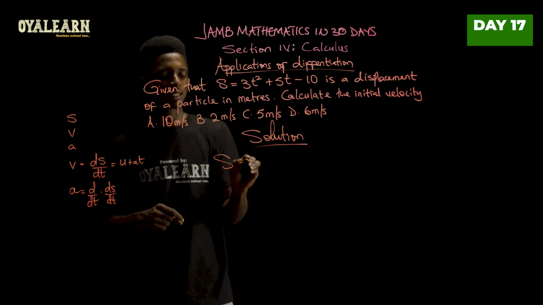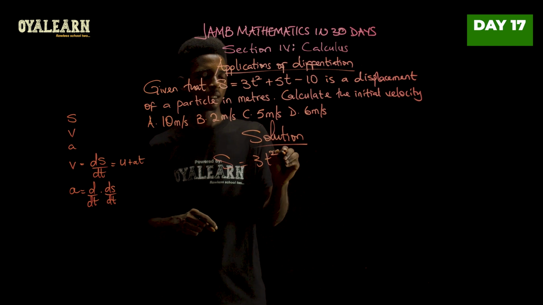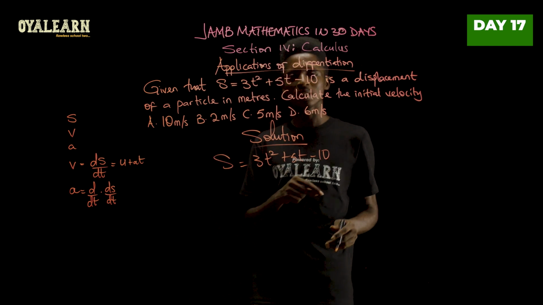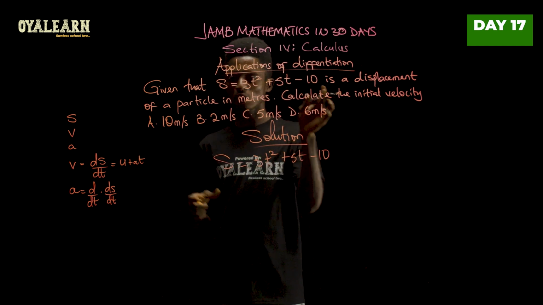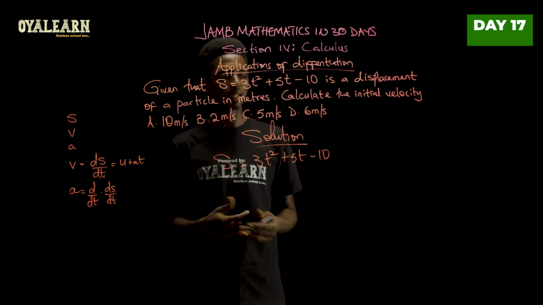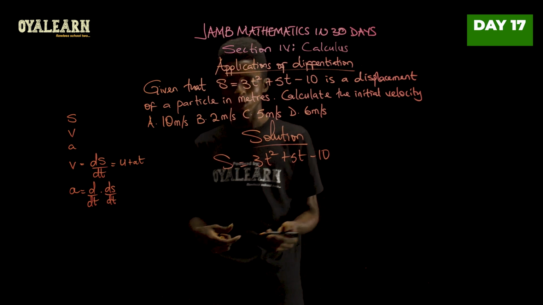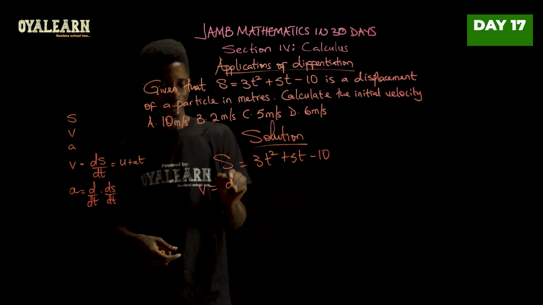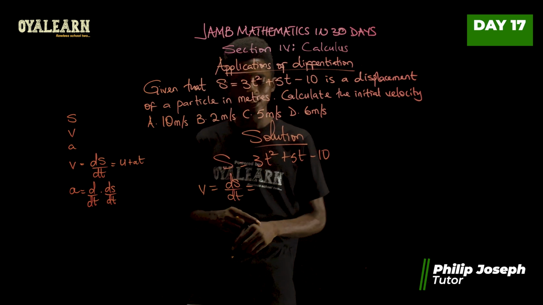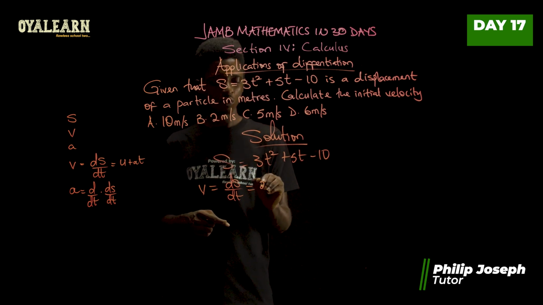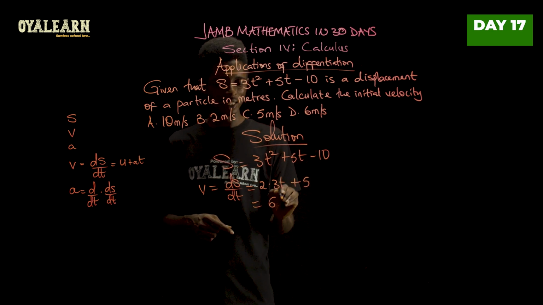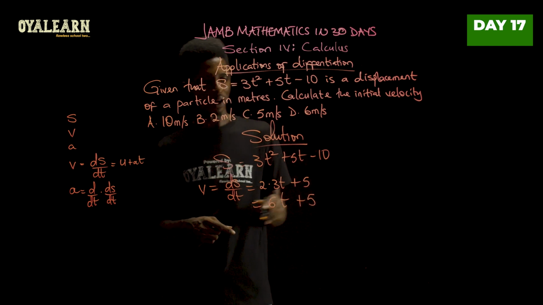Now, we are given that s equals 3t squared plus 5t minus 10. And we're going to find the initial velocity. Note that displacement is in meters and time is in seconds, so that's why the velocity is measured in meters per second. So velocity would then be ds/dt. Now let's differentiate this. This will give us 2 multiplied by 3t plus 5. So we have 6t plus 5.